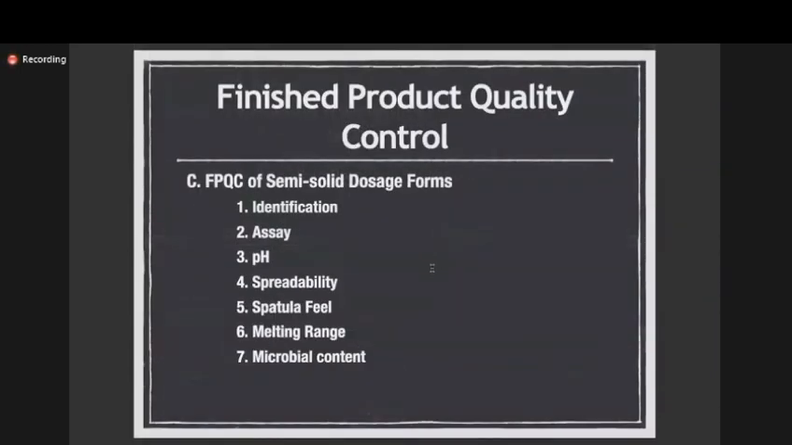Okay, next we have your semi-solid dosage forms. This includes your pH. Why do you think we need to test pH for semi-solid dosage forms, like your ointments and creams? Why do we need to check the pH for your semi-solid dosage forms?